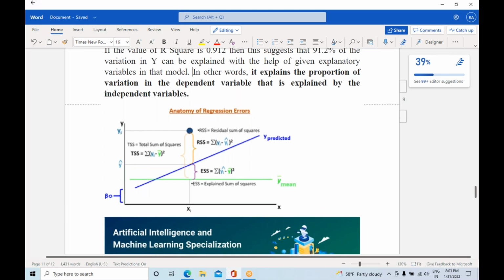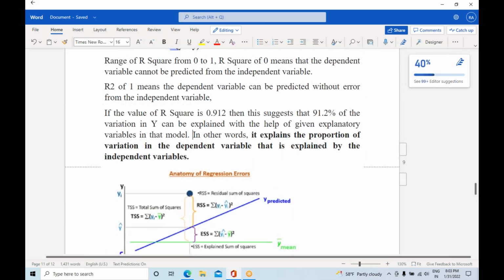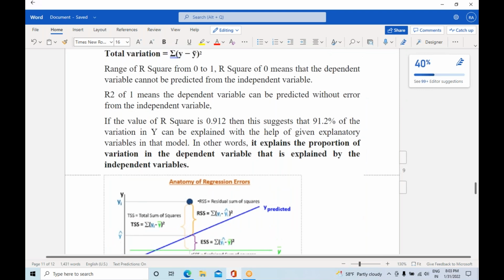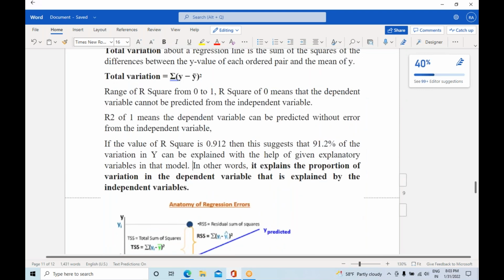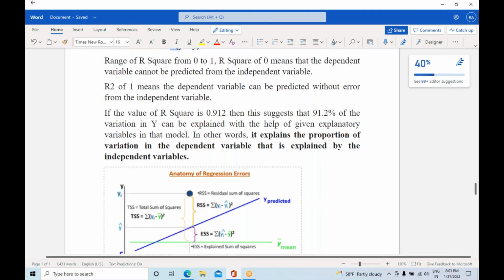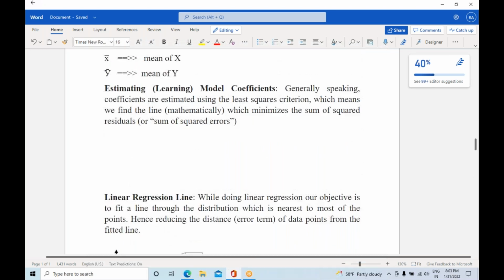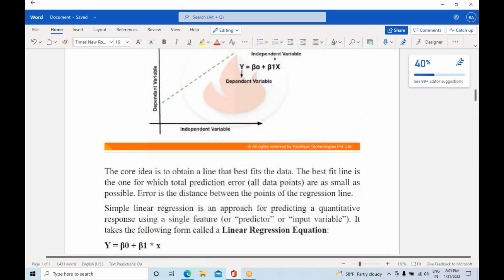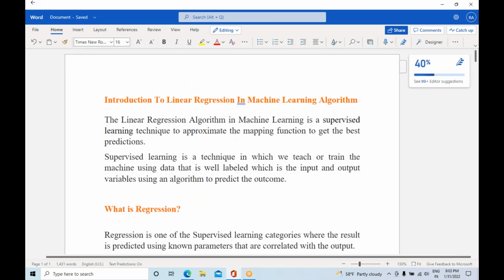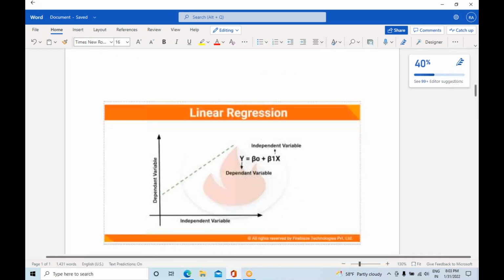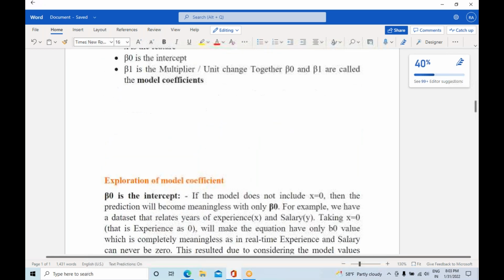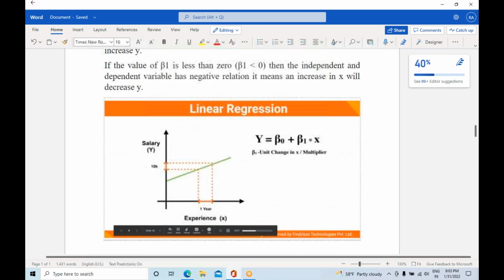Okay, so that's a simple thing, guys. TSS, total sum of squares, RSS, residual sum of squares, ESS, explained sum of squares. You have to understand what exactly those things are. This is exactly the theoretical part of your simple linear regression, guys.